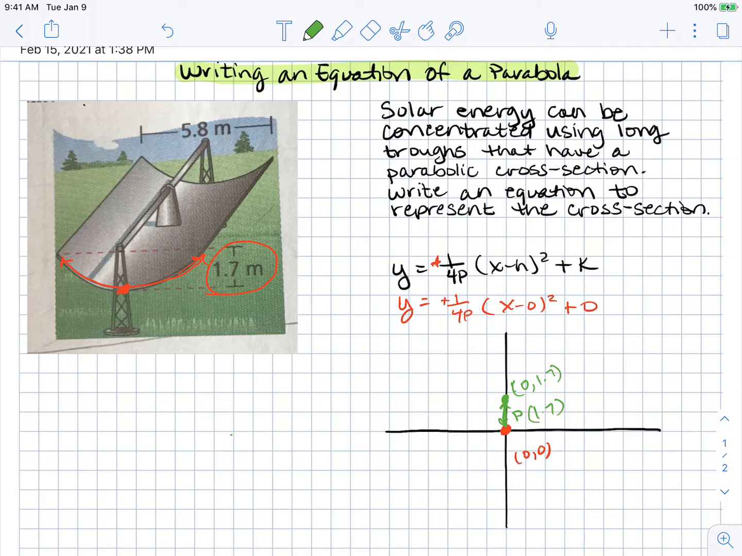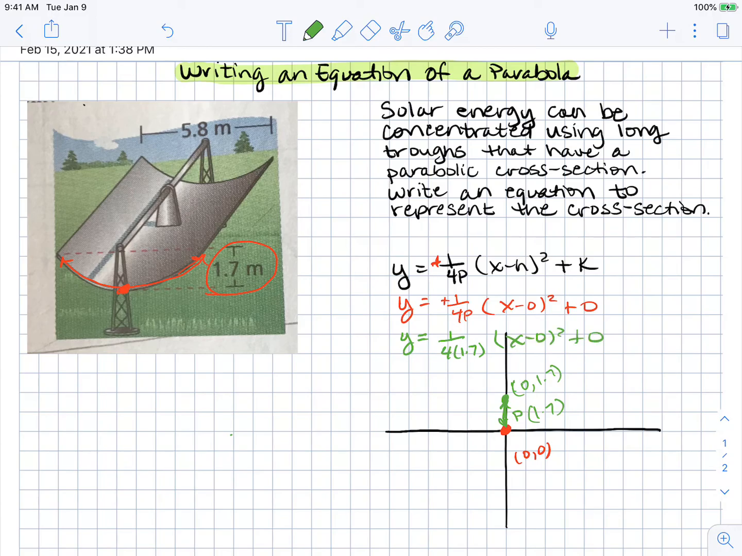That's going to tell me that I can at least put my p in here, and I'm going to rewrite this equation and do that now. So I've got y equals 1 over 4 times 1.7, times x minus 0 squared, plus 0.